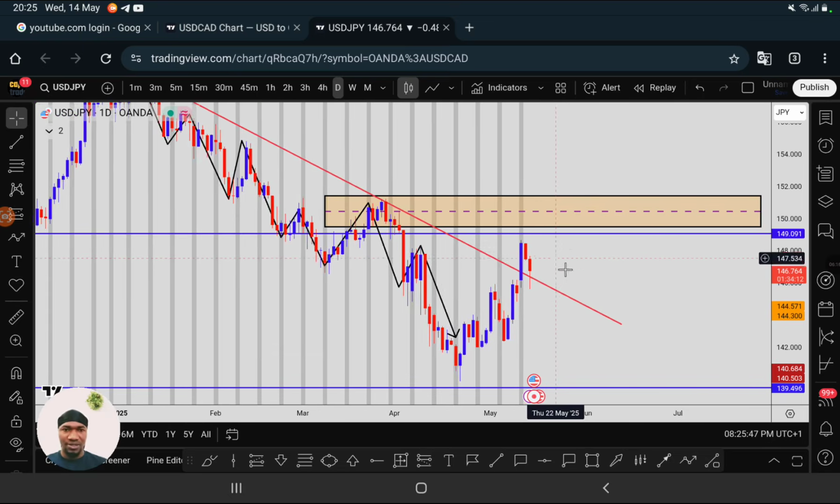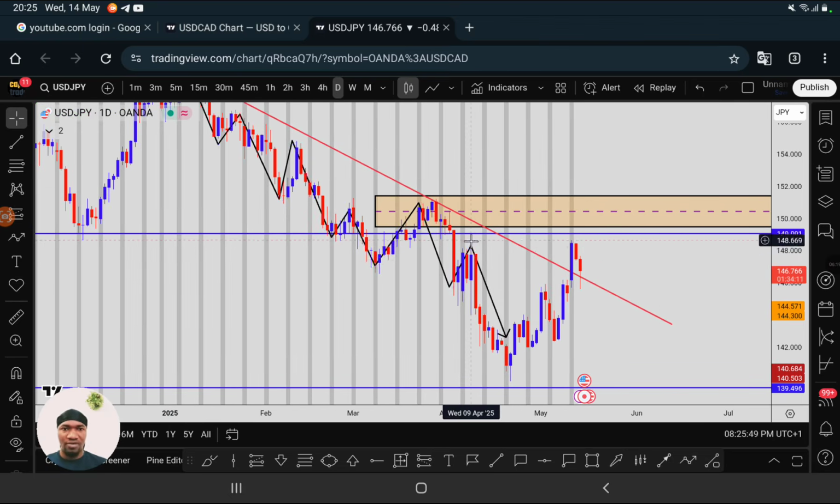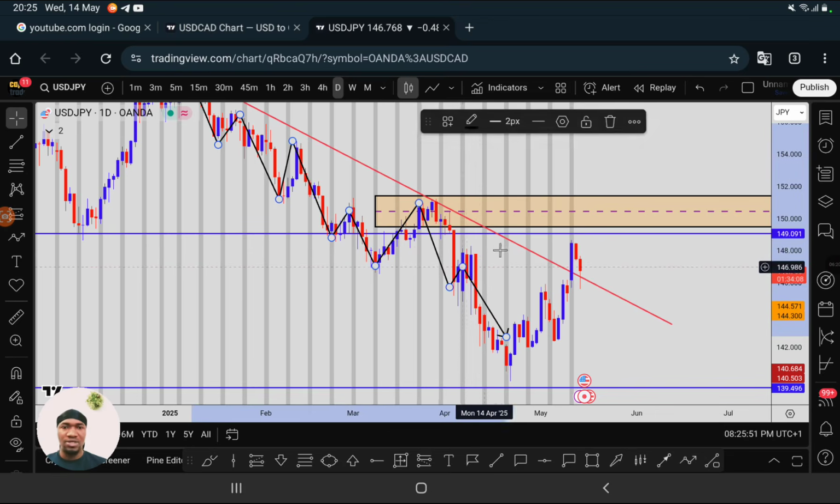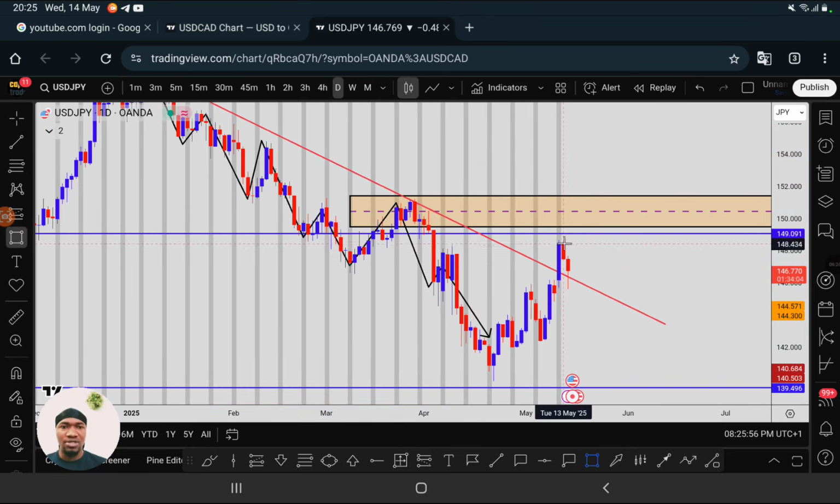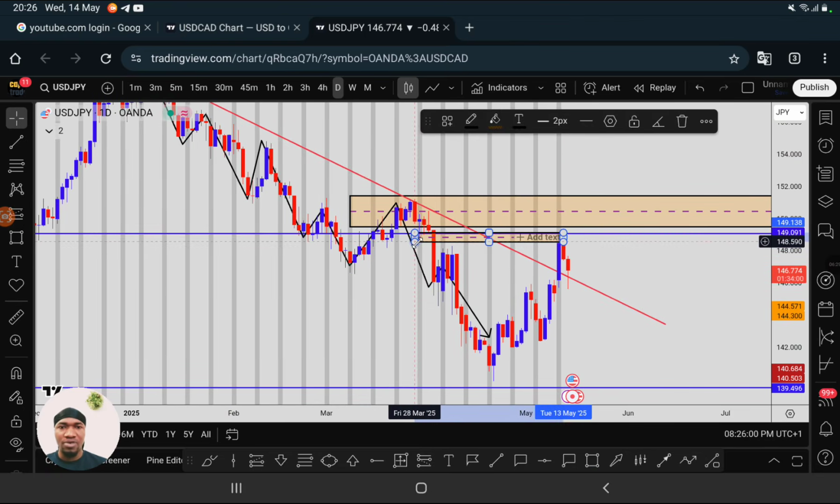Price is rejecting at this fair value gap. This is another block. So look at where price is rejecting. Mark this zone. There is a fair value gap here, which I talked about on the weekly time frame.